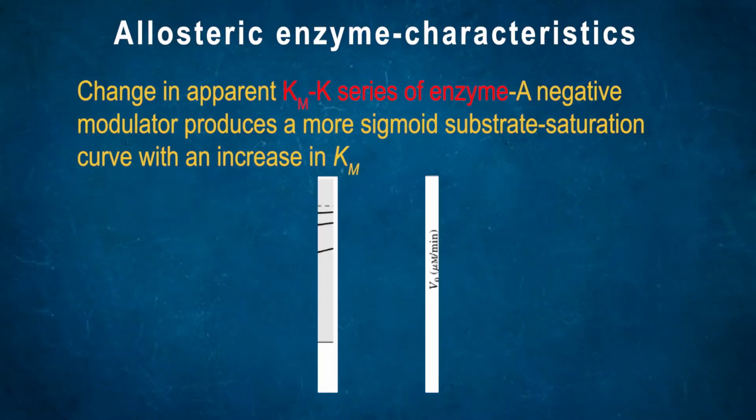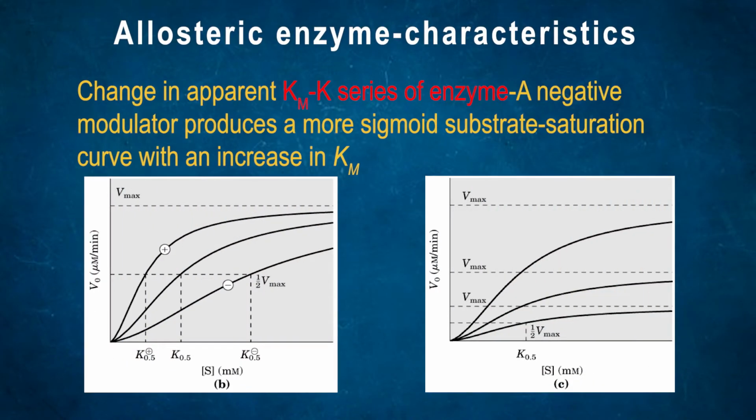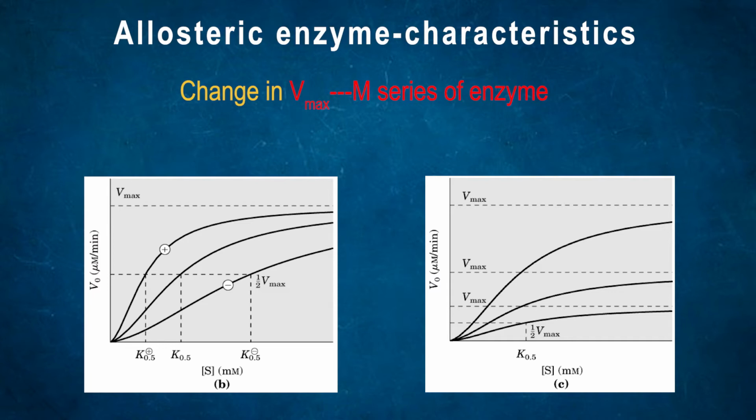So, here we can find the apparent changes in the Km value. Okay, so that is the substrate affinity. So, we can find K series of enzymes. For the negative modulator, the Km will be increased, and we can also find where the Vmax will be changed, the M series of enzymes.